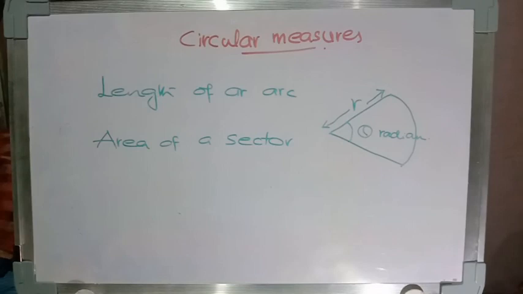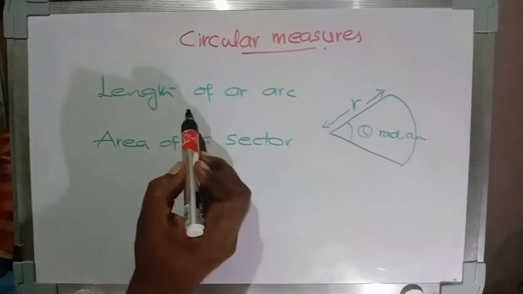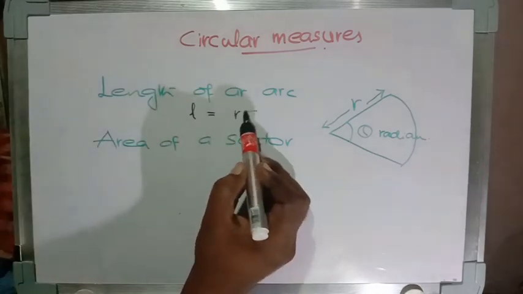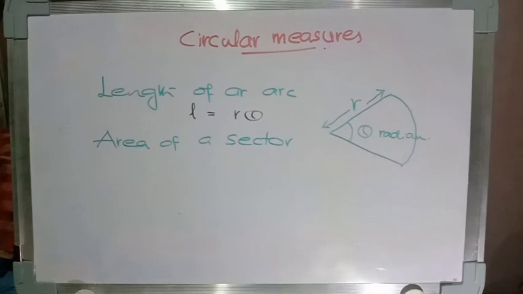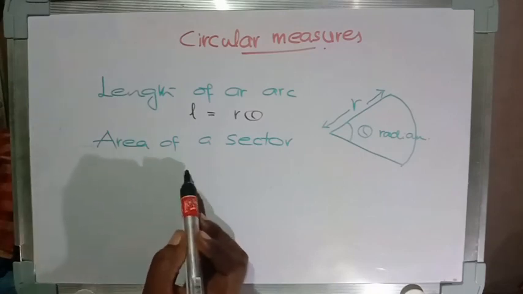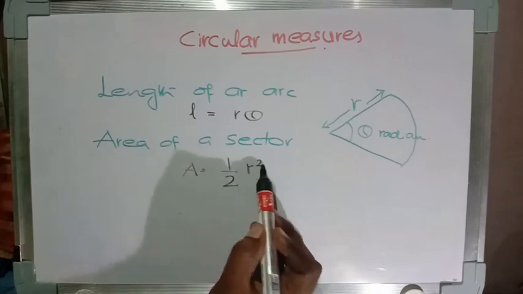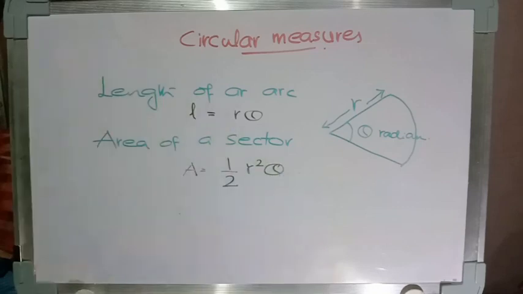Then the length of an arc can be calculated using the formula r theta. Length of an arc is equal to r theta and area of the sector A is equal to half r squared theta. So these are the two formulae we need to remember when we are discussing the length of an arc and area of a sector using circular measure or radian measure.